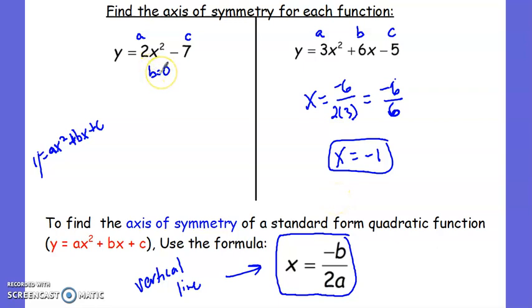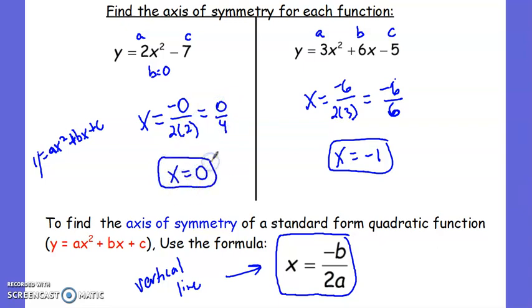Over on the left, well, we can do the same thing. x equals, now I'm going to have to say negative b, which is negative 0, over 2 times 2, or 2 times a. So this just became 0 over 4, and remember that 0 divided by 4 is just 0, which kind of makes sense.